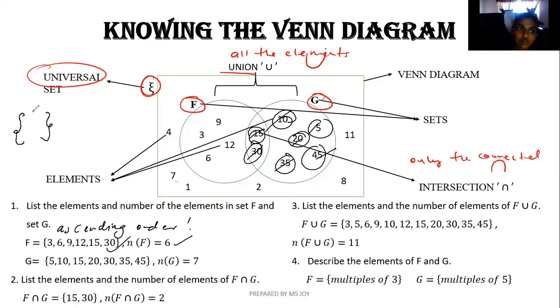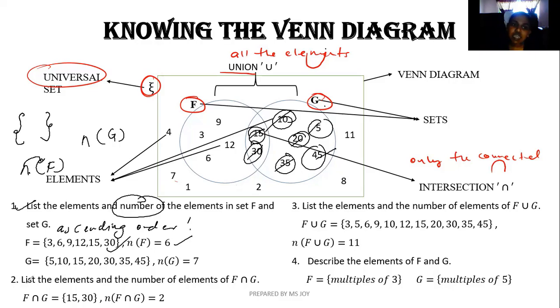When you list down, you use the curly bracket. When you write down the number of elements, you must use n bracket of F, which means the number of members inside the F family. If it is n of G, that means the G family. So make sure you are aware of all these kinds of things. Okay, done with question 1.